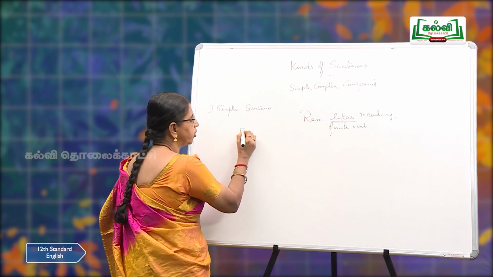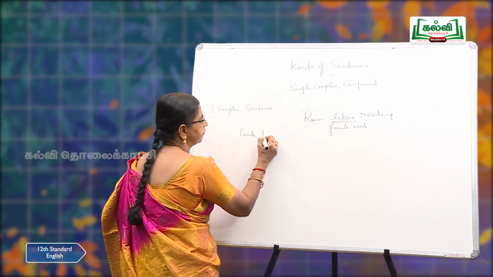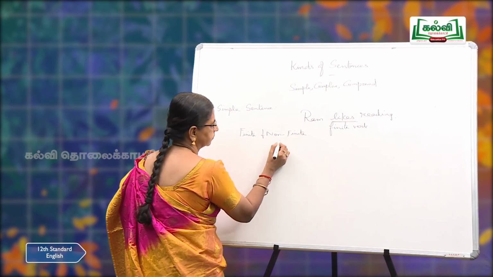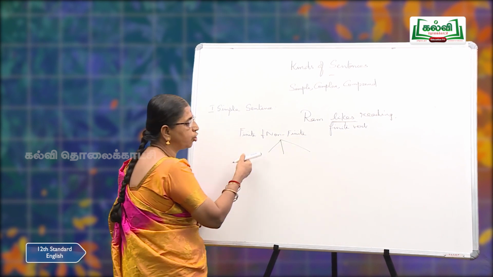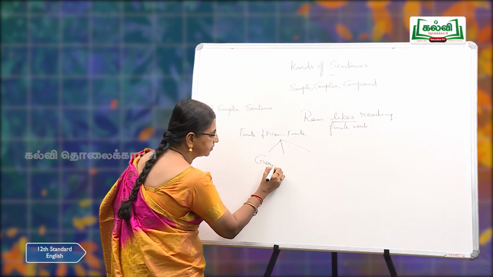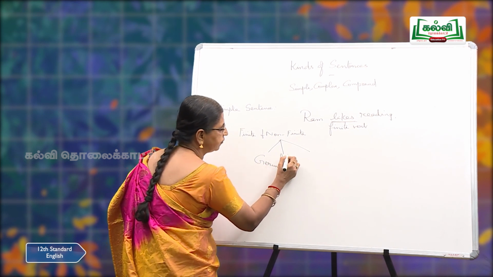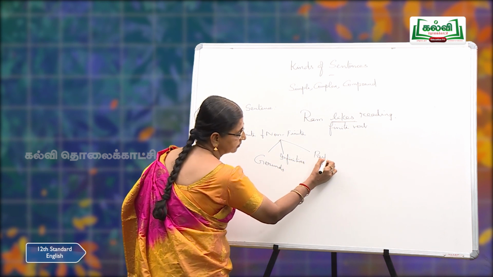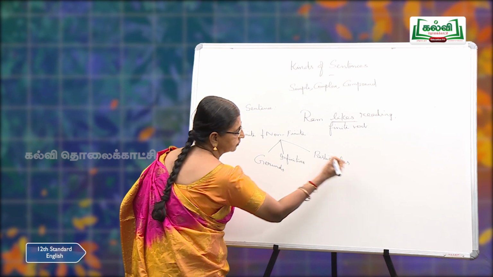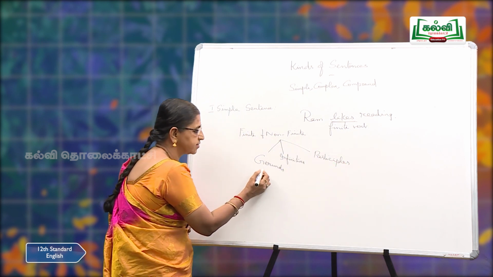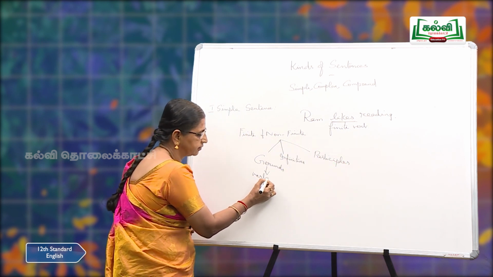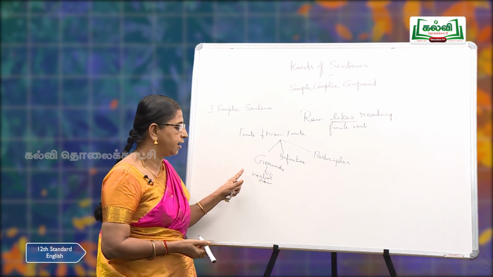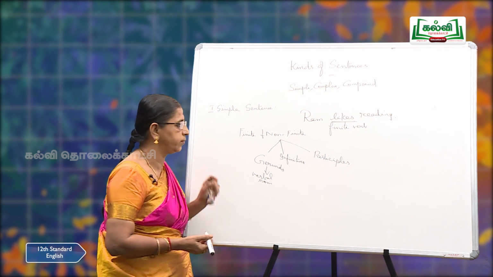Now under verbs we have got finite and non-finite. Under the non-finite category you get gerunds, infinitives and participles. Now when I say gerunds, it is nothing but a verbal noun. So what do you mean by a verbal noun? A verb that functions as a noun.